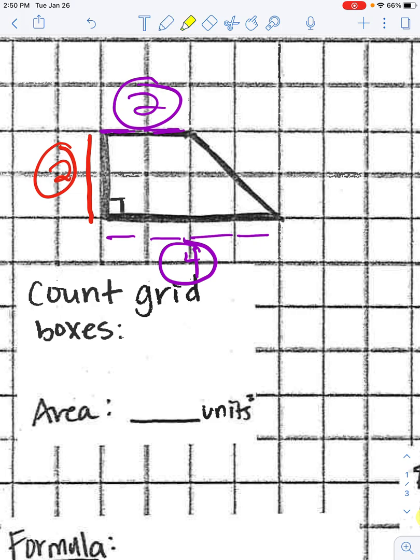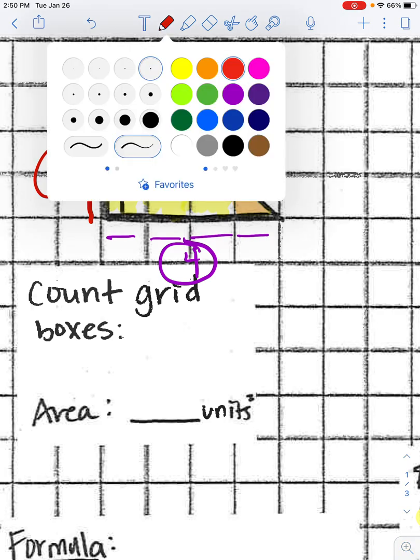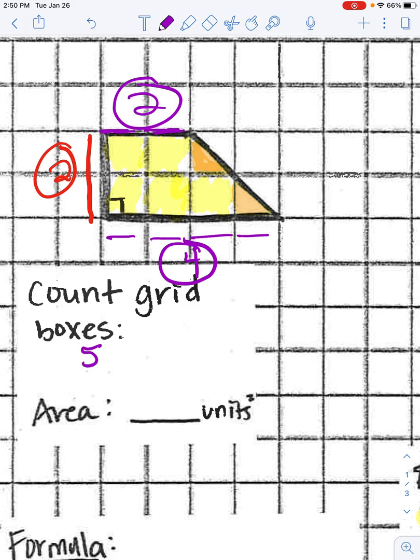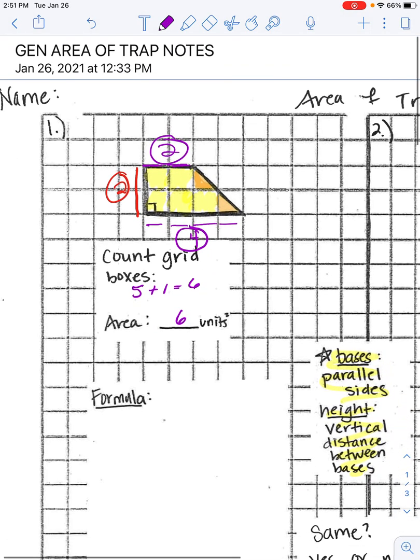When you have the grid, you can count. There is 1 full square, 2 full squares, 3 full squares, 5 full squares, and then 2 halves. Obviously, 2 halves would make a whole. So to count the grid boxes, there are 5 full boxes and then a half, which makes 1 more full box. So the area would be 6 square units.